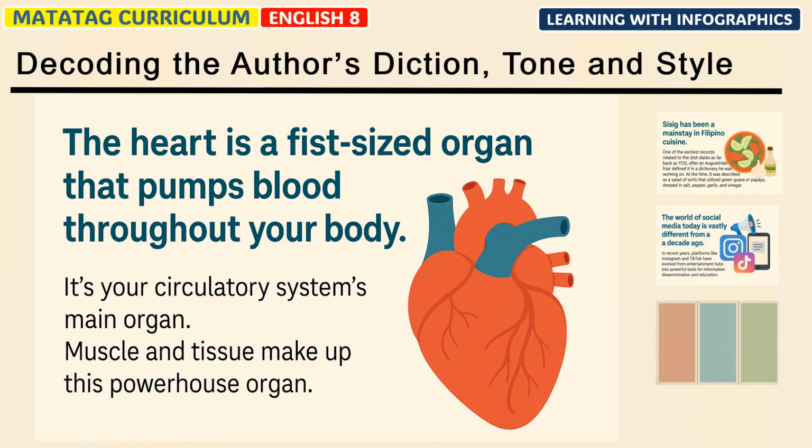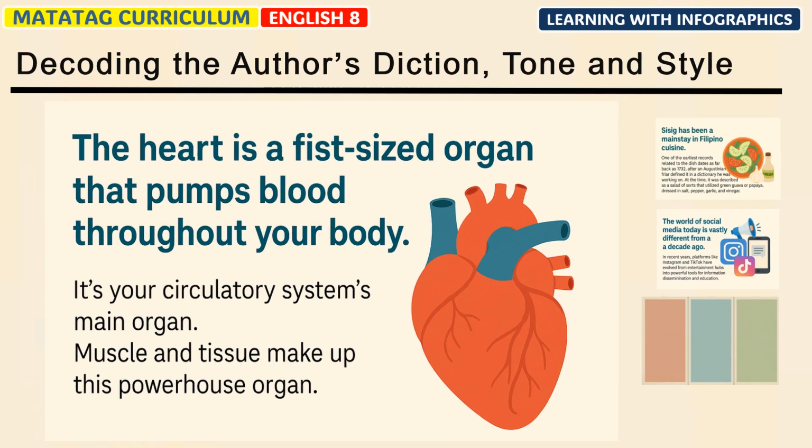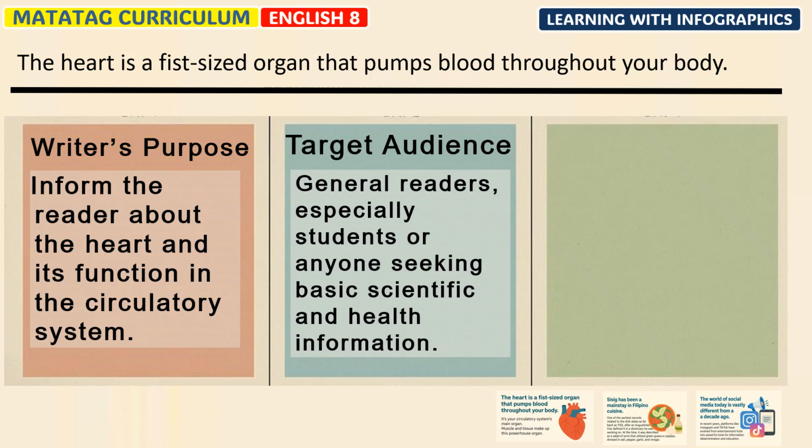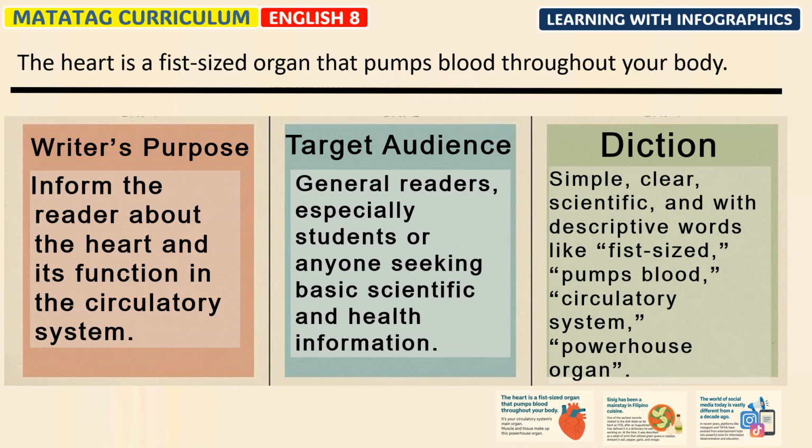The heart is a fist-sized organ that pumps blood throughout your body. It's your circulatory system's main organ. Muscle and tissue make up this powerhouse organ. The writer's purpose is to inform the reader about the heart and its function in the circulatory system. Target audience is general readers, especially students or anyone seeking basic scientific and health information. And the diction is simple, clear, scientific, and with descriptive words like fist-sized, pumps blood, circulatory system, powerhouse organ.